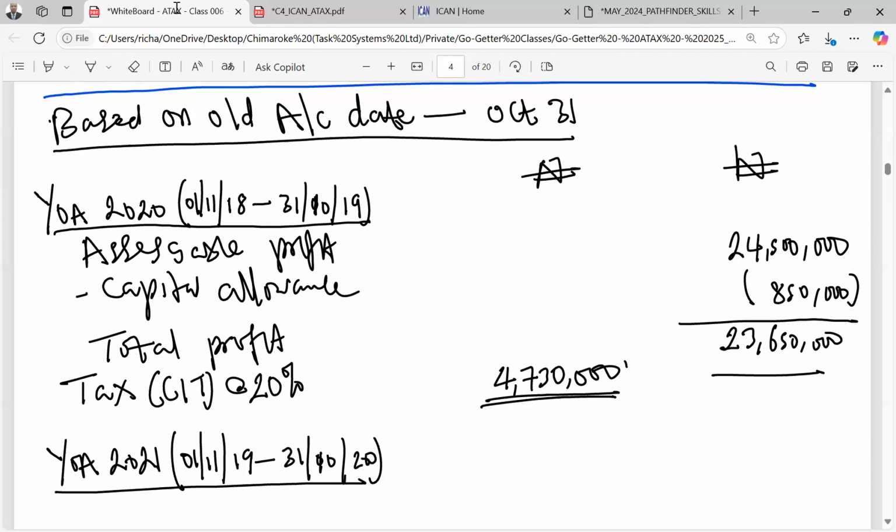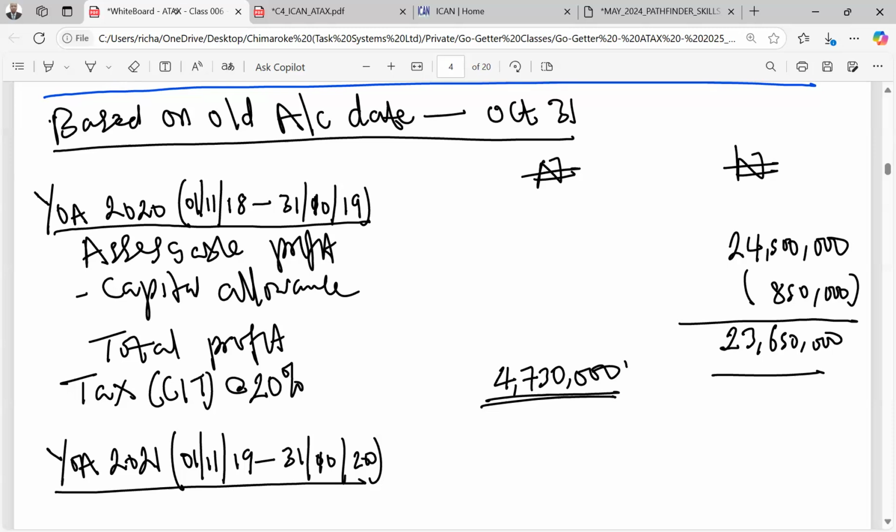2020 year of assessment. Despite the fact that the account ended in 2019 and the basis period ended in 2019, we still go with the rule of the Finance Act 2019, right? We are using the preceding year basis. So if we are at 2020, when should the account end?